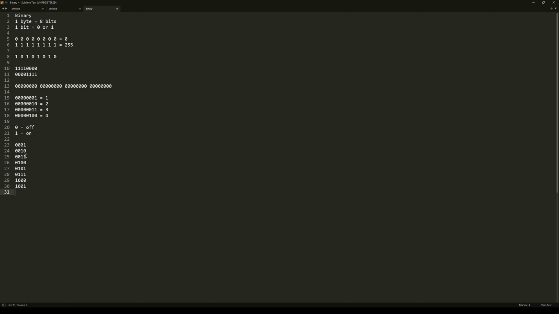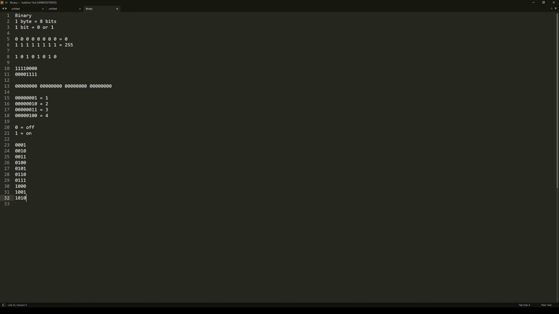I believe this is correct. So this is 1, 2, 3, 4, 5, 7. So this is actually incorrect. This would be 6. What I had earlier was 7, so it was 0, 1, 1, 1. This is 8. Then you have 1, 0, 0, 1, which is 9.